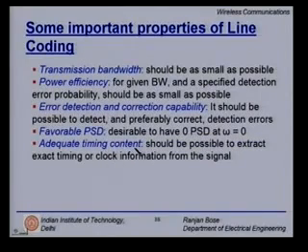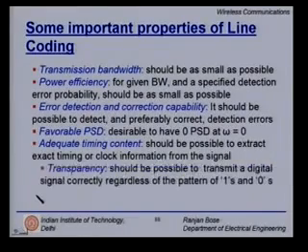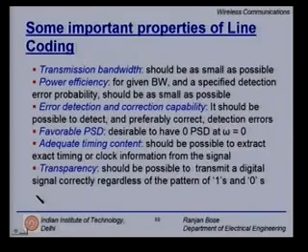Adequate timing content. That is what we are trying to recover. It should be possible to extract exact timing or clock information. So it is important for the clock recovery to maintain synchronization between the transmitter and receiver. Transparency: it should be possible to transmit a digital signal correctly regardless of the patterns of ones and zeros. This is last but not the least.